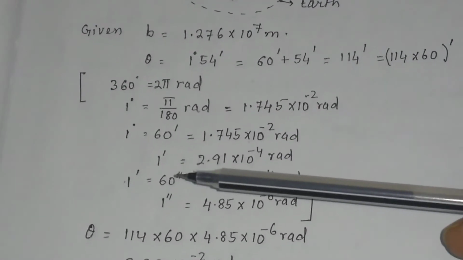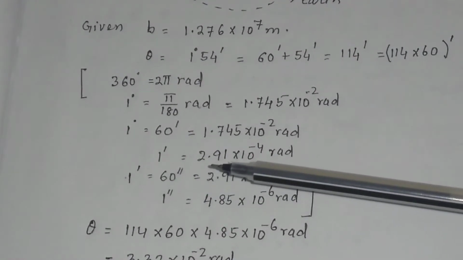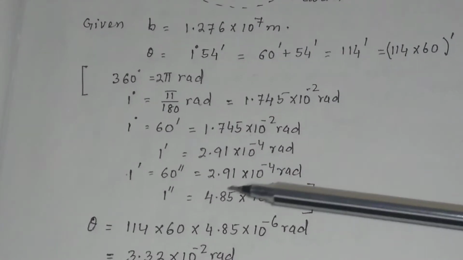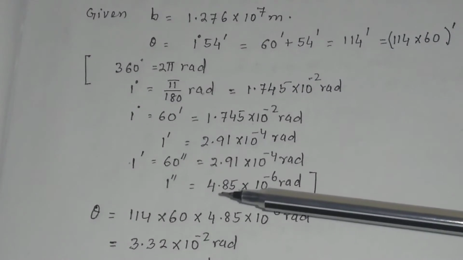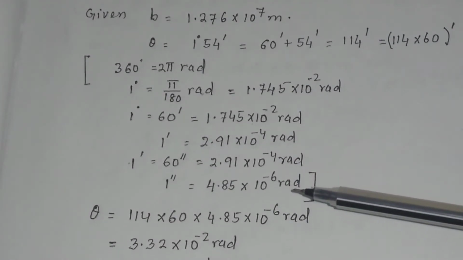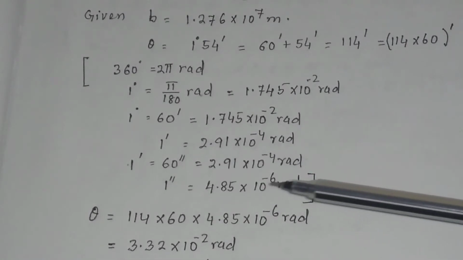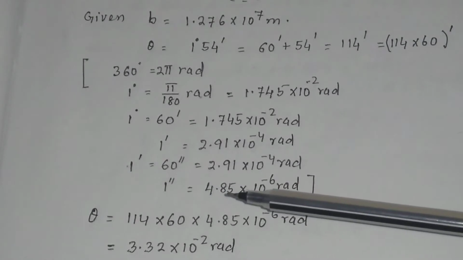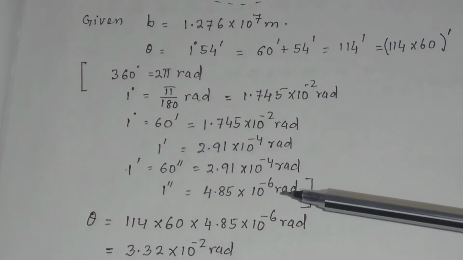But again 1 minute is equal to 60 seconds. So 60 seconds is equal to 2.91 into 10 to the power minus 4 radian. So 1 second will be equal to this divided by 60, so it will be equal to 4.85 into 10 to the power minus 6 radian. So this you have to remember. This is a very useful value. 1 second is equal to 4.85 into 10 to the power minus 6 radian. This you have to remember.